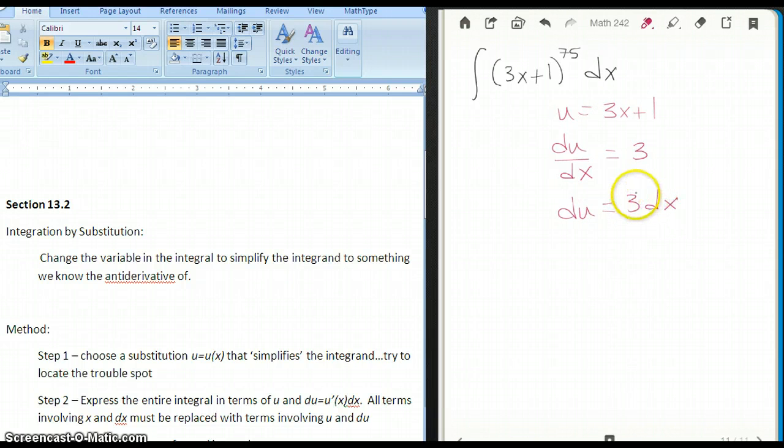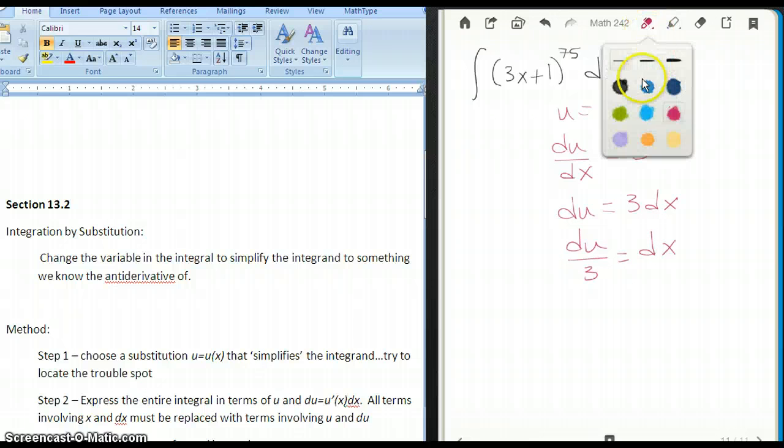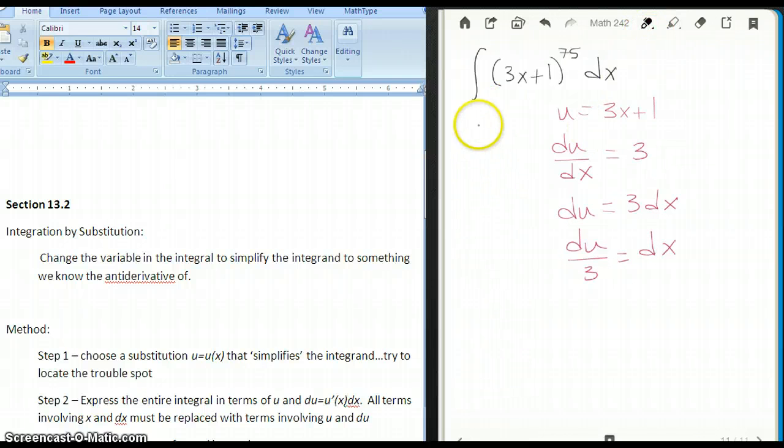Good. But we don't actually have a 3 dx here. We just have a dx. I could replace dx with what? Well, notice if I divide both sides by 3, I would get du over 3 is equal to dx. So now what I can do is rewrite this whole integral. The inside stuff here is u, that's u to the 75th. And what is dx? Remember, dx is du over 3.